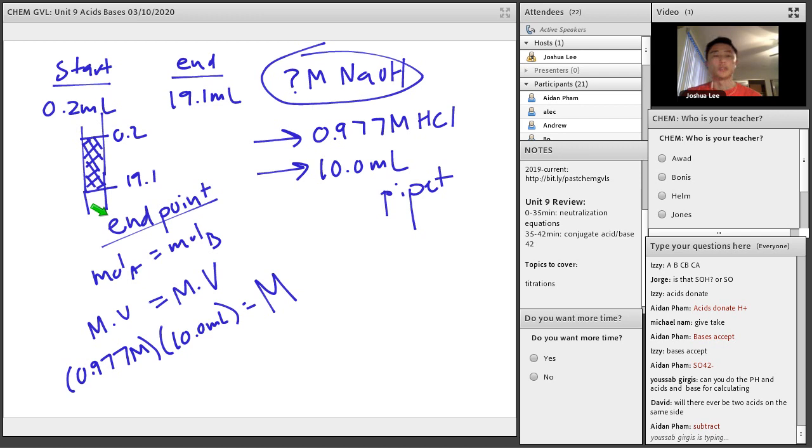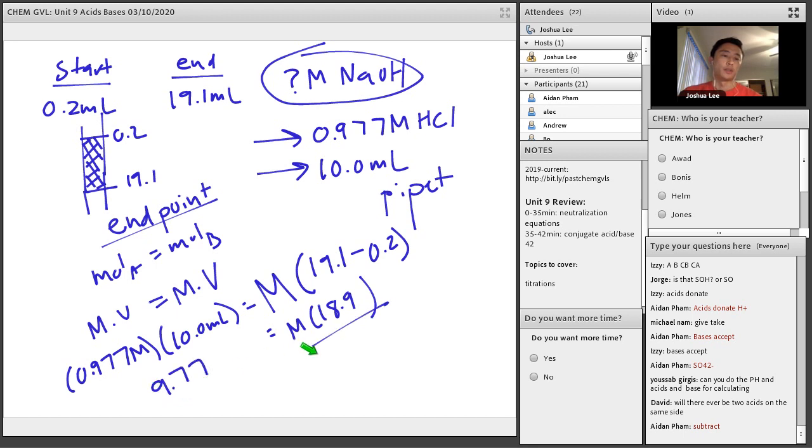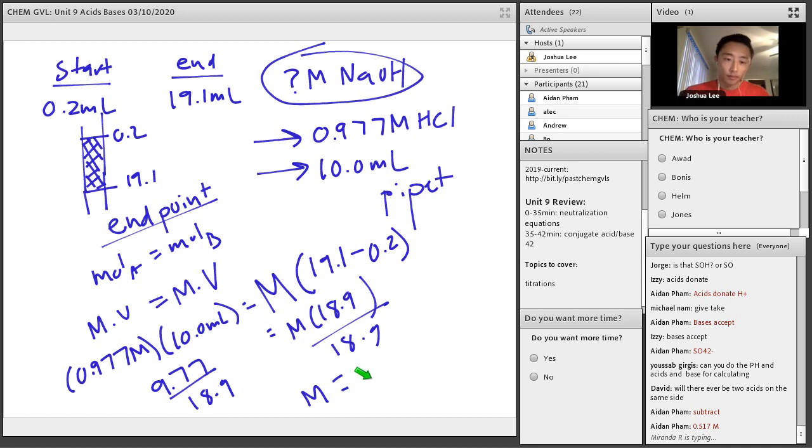You just have to subtract. The amount of base I used would be the final minus the initial, which is 18.9. This becomes 9.77. Divide both sides by 18.9. That means the molarity is 0.517 molar NaOH.